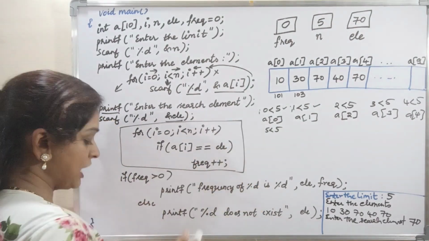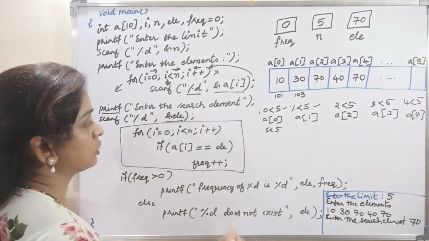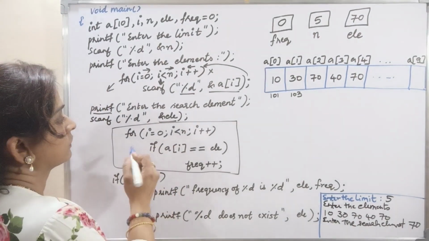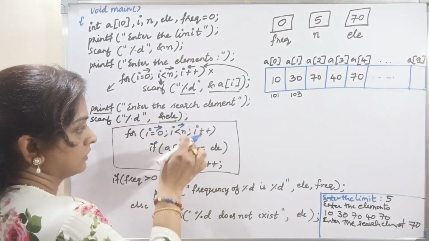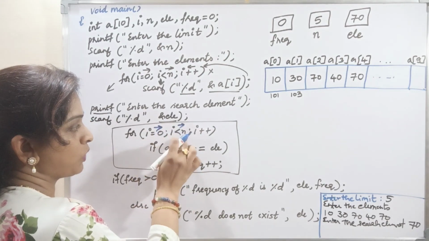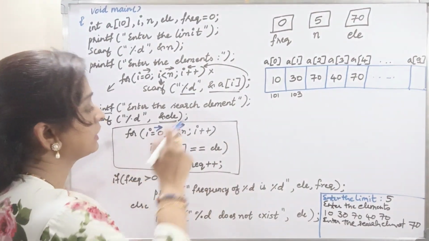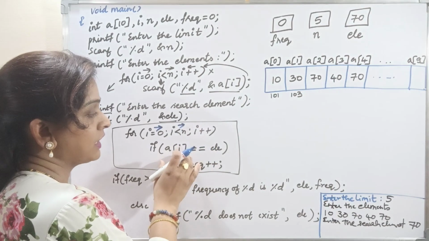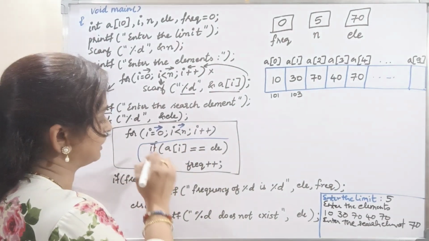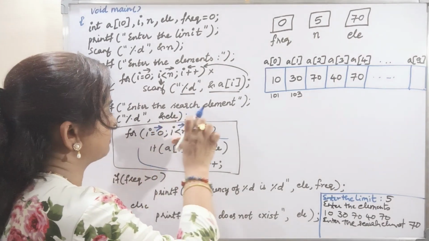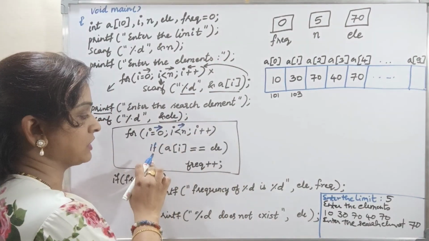For I equal to 0 to n, that is I say 0 to n minus 1, so it is less than n I am saying, so it is n minus 1. If the condition is true, then I need to process something. So this is the processing statement I have written. This is the processing statement to check the frequency of the element.